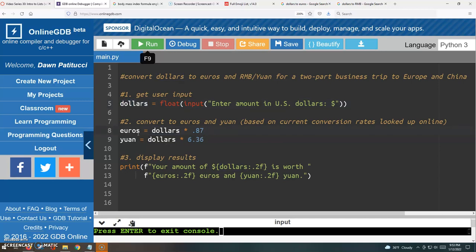All I have to do is convert using those factors that I looked up online, put the answers in appropriately named variables. So the euros is the dollars times 0.87. The yuan is going to be the dollars times 6.36. And then that's it. I can display the result.